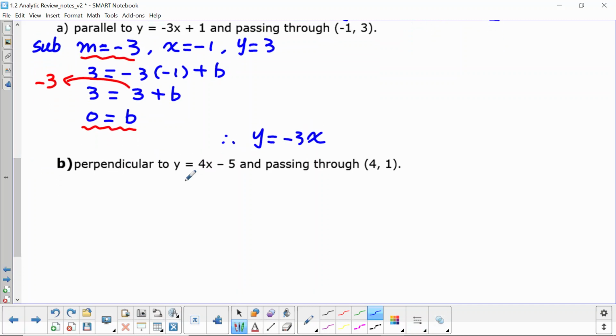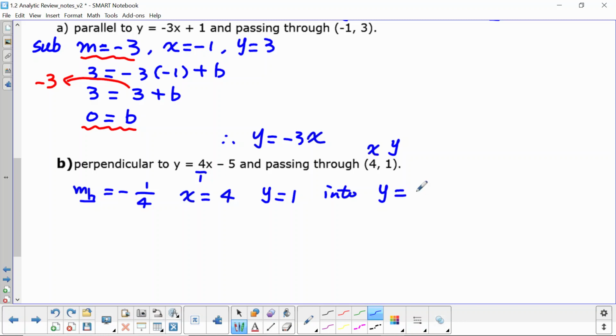Now pause your video and do question B. Once you are done, then play the video, check your answer. So perpendicular to this one, perpendicular slope will be negative, then flip 1 over 4. And this passes through a point. This is x and y value. Then we sub in to the equation y equals mx plus b to find the b value.